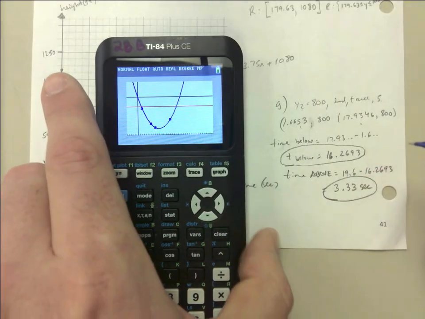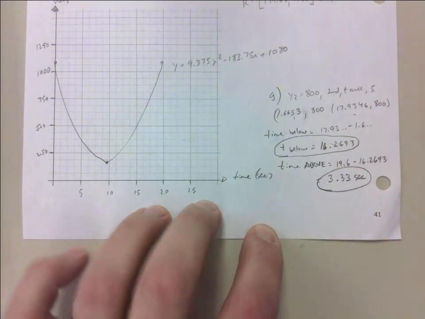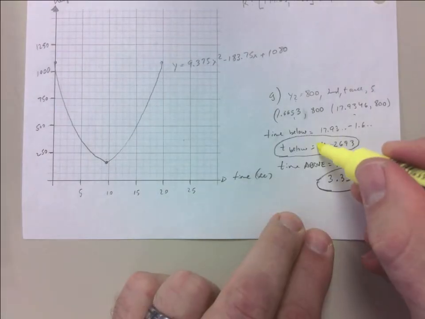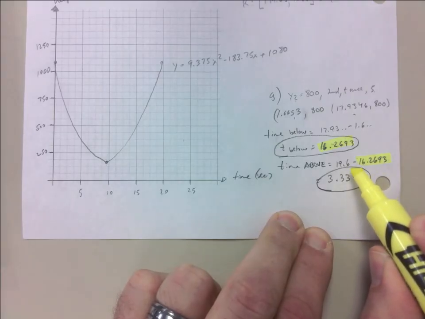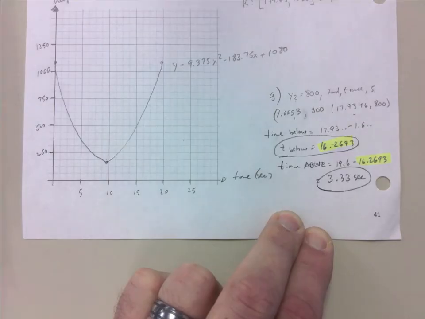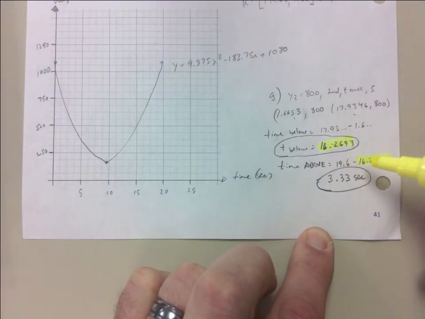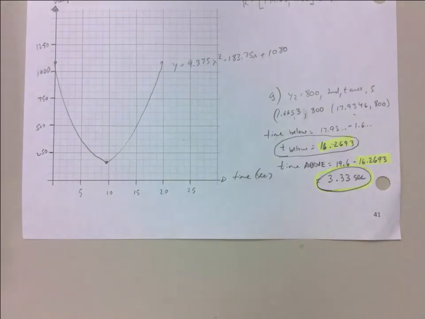But it wants the time above. So I take the time below, I'll highlight it, and subtract it from 19.60. Why 19.60? That's the total time spent in the air, the stunt time. So I go total minus time below. That gives me 3.33 seconds above. Does that make sense? It's a lot of work.